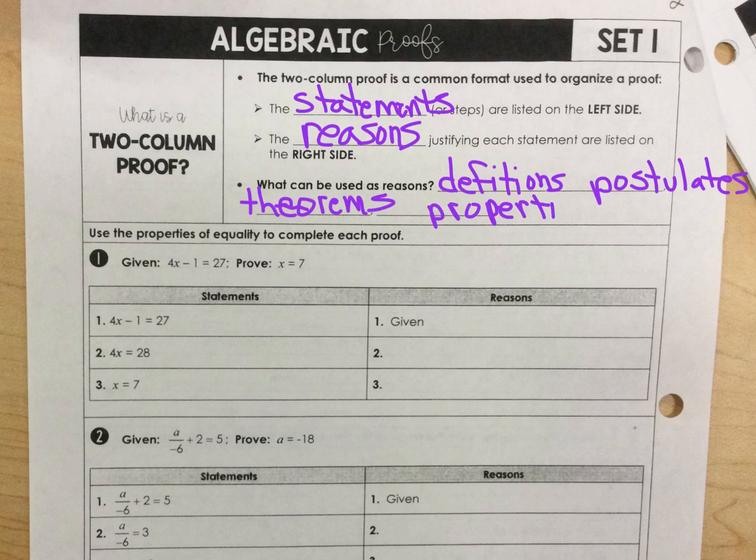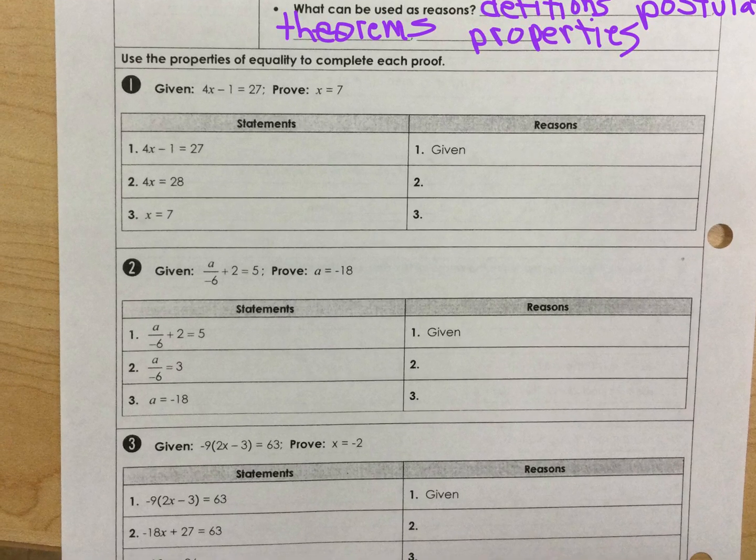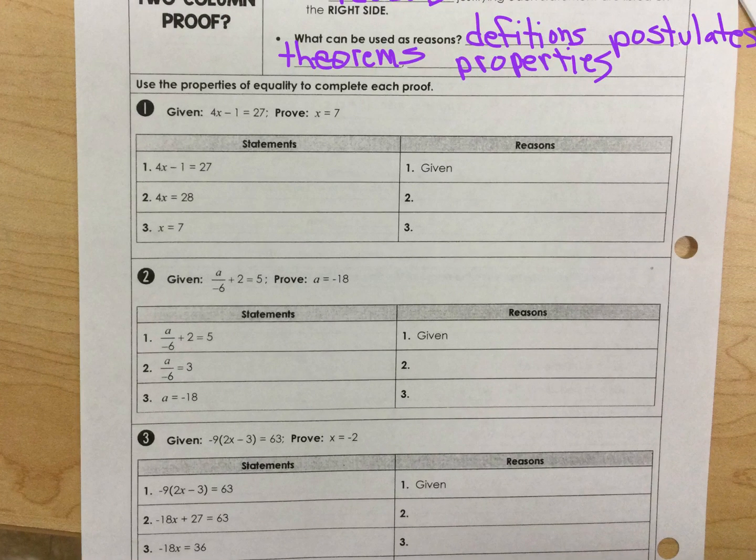Properties of equality, okay? And we're not going to spend a lot of time on these, but you know how to do these. You know how to solve an equation. What did I do from here to here? I added 1, so this is the addition property. And then what did I do from step 2 to step 3? I divided by 4, so it's the division property. And so on. We're not going to do any of those. We're going to go straight over here to segments.